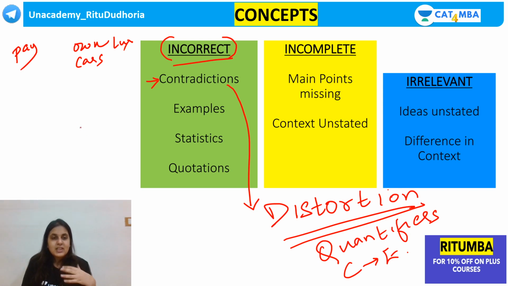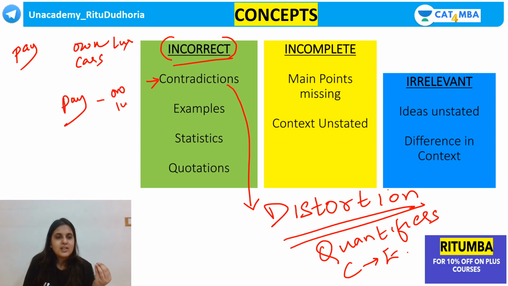Now there are options. एक option बोल रहा है कि the option reads this way कि in order to get a higher pay, one should own a luxurious car.